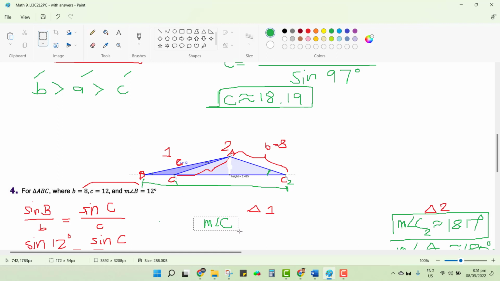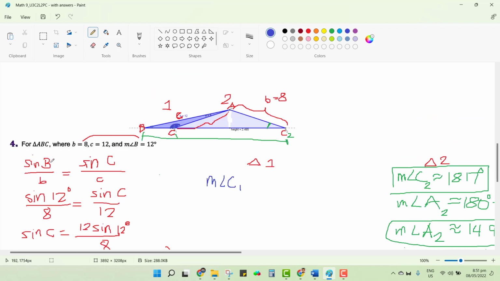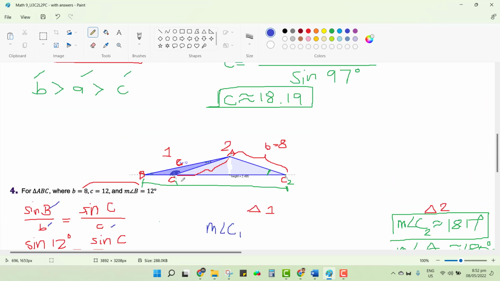Now, what do we do to solve the second, or the smaller, triangle here? We are still going to look for the measurement of angle C sub 1. Let's use another color. We are looking for this here. And if you use the same concept earlier, pairing, you will still get the same value of 18.17 degrees. Because the same value for angle B and side B, and the same value for side C will just yield the same measurement of angle C. And then again, 18.17 is here, not this one.